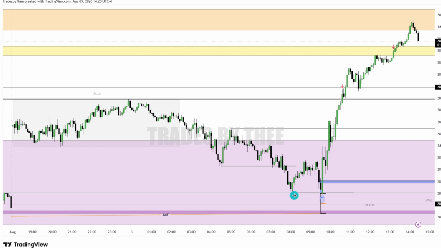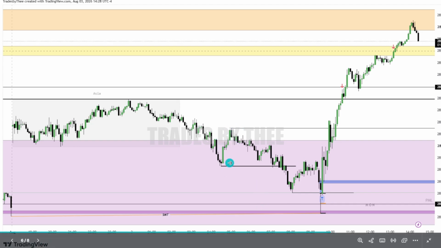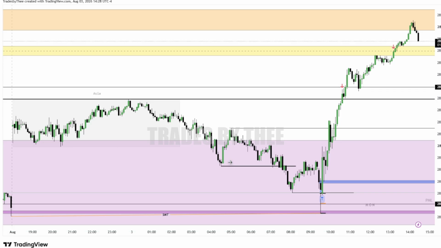Note the times that these things have been formed. This was formed during London. This was formed pre-market, then moves higher. And note how it's not going above the highs of the previous swings, because it's a trend formation. It's a 3-drive trend formation where we anticipate an SMR.